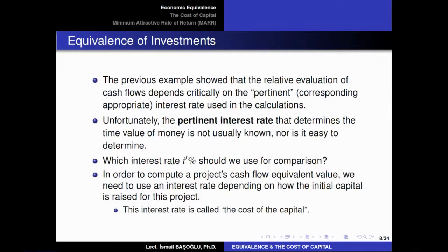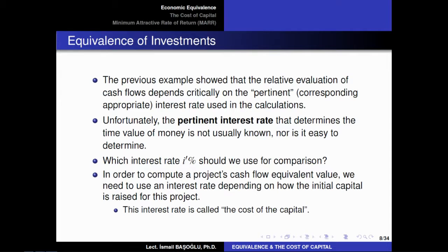So this example showed that the relative evaluation of cash flows depends critically on the corresponding appropriate interest rate, which is called the pertinent interest rate. So if the pertinent interest rate is 8% or 12%, these three options are not equivalent. However, if the pertinent interest rate is 10%, they are equivalent. And depending on the pertinent interest rate, one of these options may be preferable compared to the others.